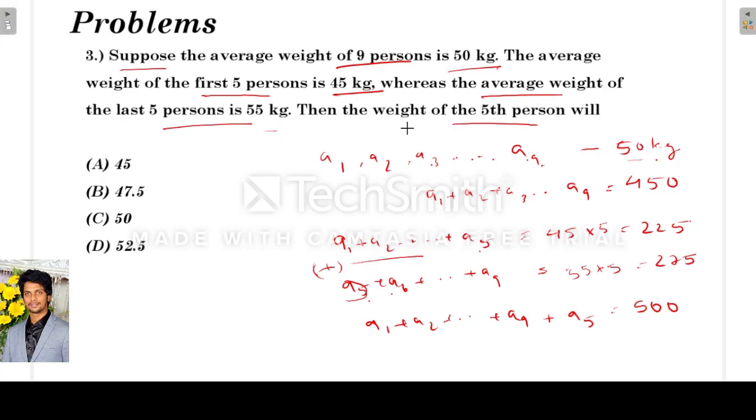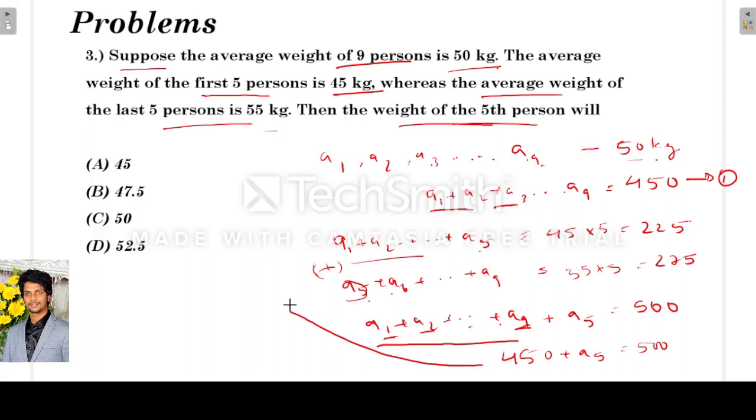Now they are asking the weight of the fifth person. See here, this is A1 plus A2 plus A3 dash dash dash A9. So let's say this is 1. Here also the same, A1 plus A2 plus dash dash A9 is there. In this place we can put 450, right? So 450 plus A5 is equal to 500. So what is the weight of the fifth person? A5 is equal to 50.